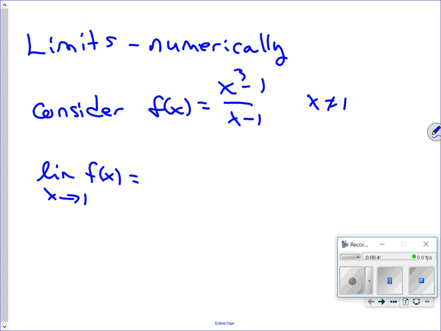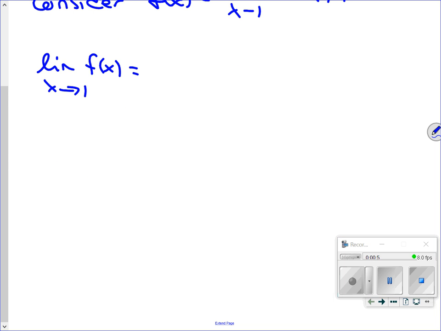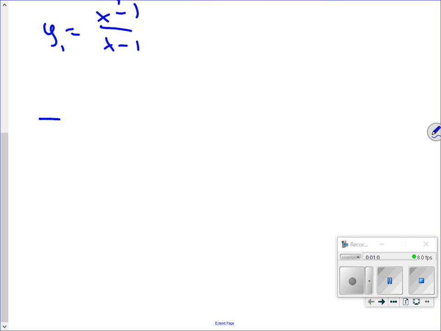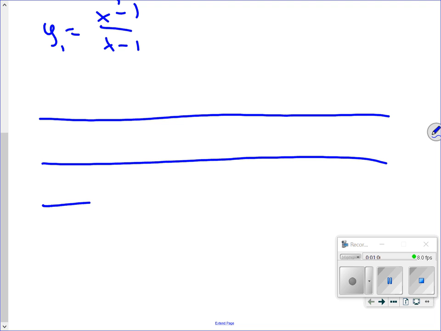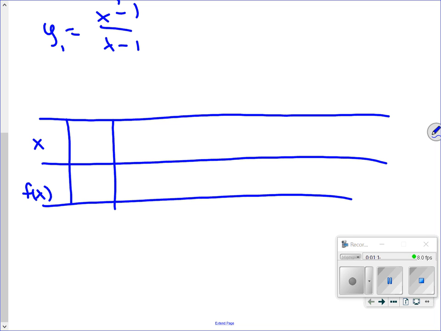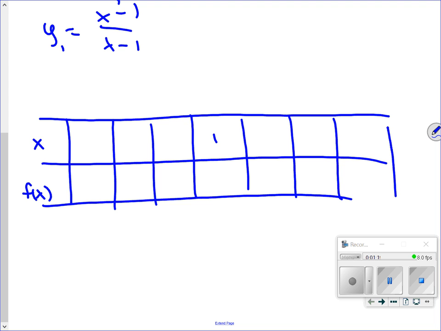So what I want you to do is grab your calculator and put into your calculator y1 equals x cubed minus 1 over x minus 1. And we're going to make a nice big table with some x's and the resulting f of x's, and we're going to let our calculator help us generate those values for us. So that's the table that I need you to draw.